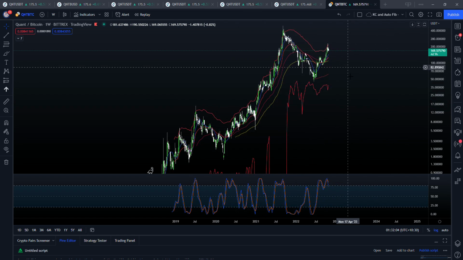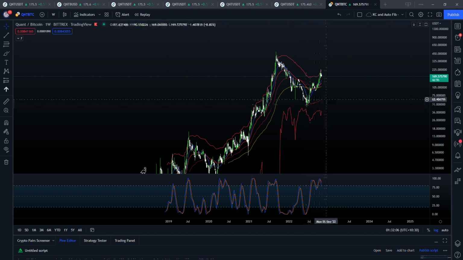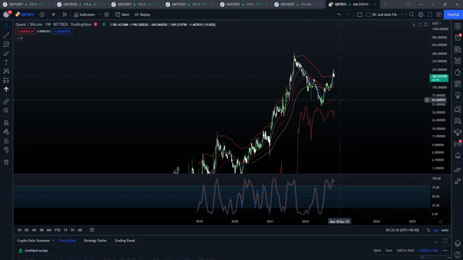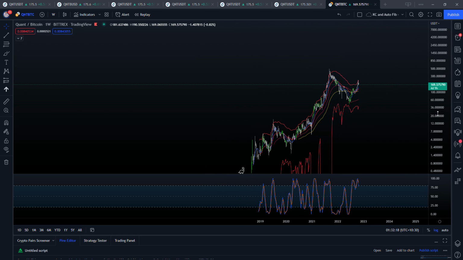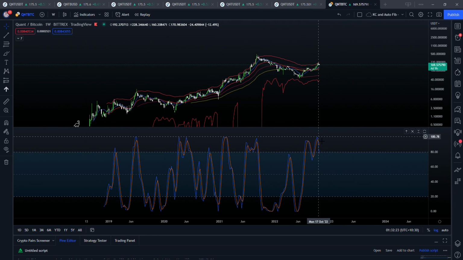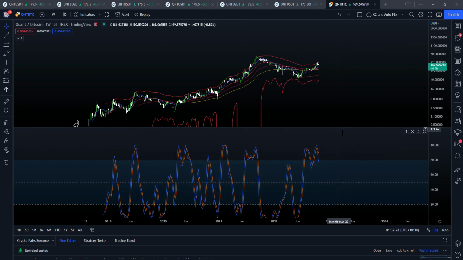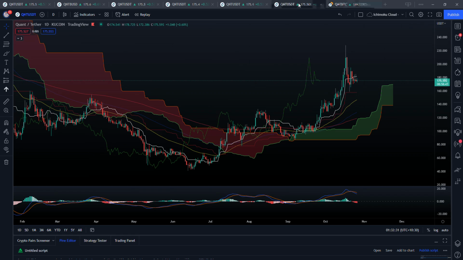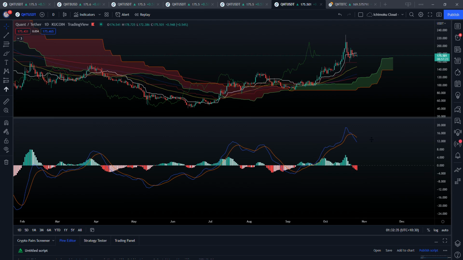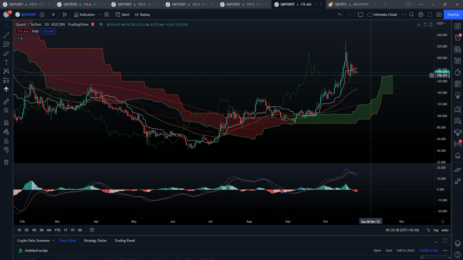I guess the super key level here is the 200 EMA on the weekly, which is currently at around 62. But the chances of us coming back down to 62 are pretty unlikely at the moment. As you can see, the stochastic RSI here is definitely overbought. It's coming down to reset a little bit. And also on the MACD, we've got a bear cross here. So, bit of sideways action here for QNT.